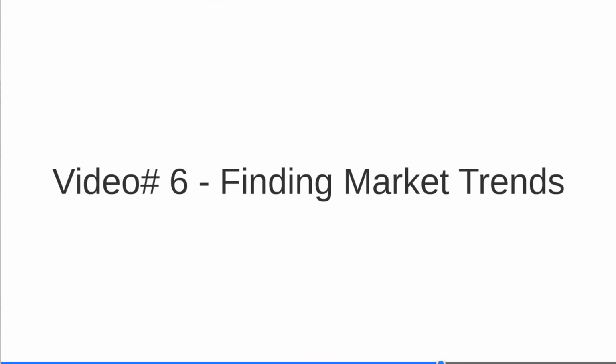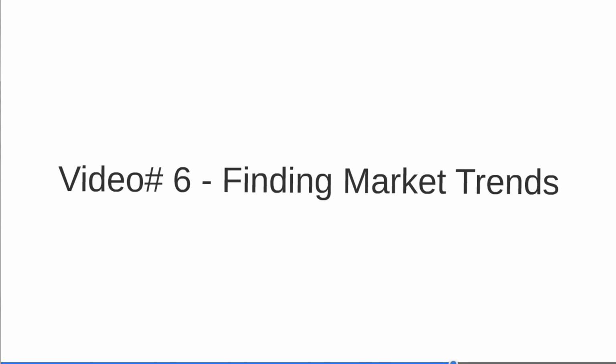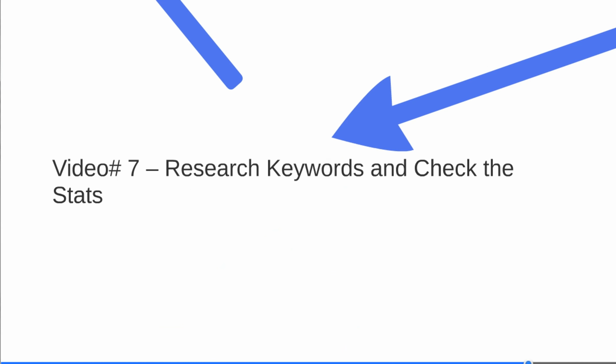In video number 6, we're going to talk about finding market trends to figure out what kind of trends are going on in that specific market. What is going on, what trends are going away, and things like that. And that brings us to video number 7, which is researching keywords and checking the stats.